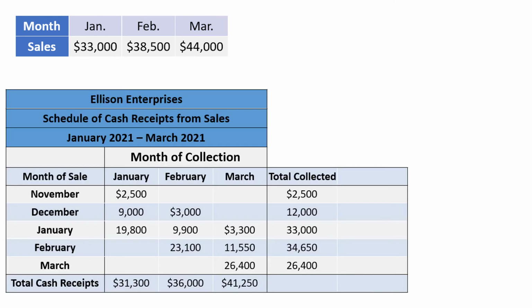Looking at the schedule of cash receipts, you can see that I've added a total column, where I have simply added up the totals for the rows. So now we know that $2,500 was collected from the November sale, $12,000 was collected from the December sale, etc. We want to know how much of each total has not been collected. Whatever still needs to be collected as of the end of March must be a part of the ending accounts receivable balance.